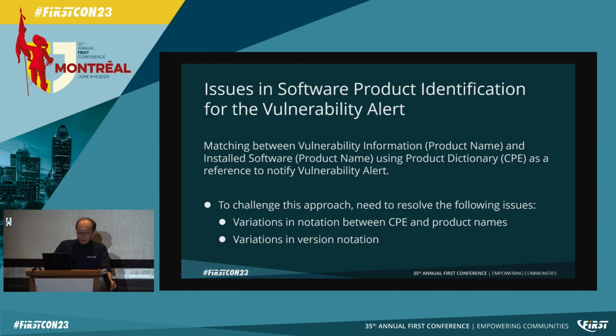Firstly, there are variations in notation between the CPE and the product names, which can lead to inconsistency and difficulty in accurately identifying the corresponding software products. Secondly, variance in version notation further complicates the matching process. Different software versions may have distinct versioning formats, making it challenging to accurately match the installed software version with vulnerability information.